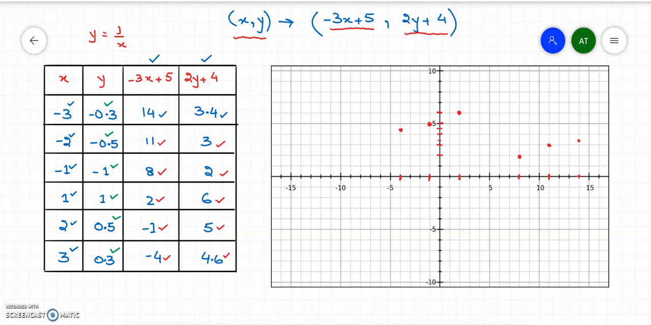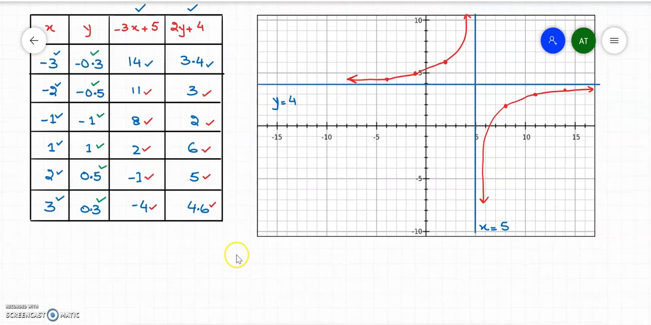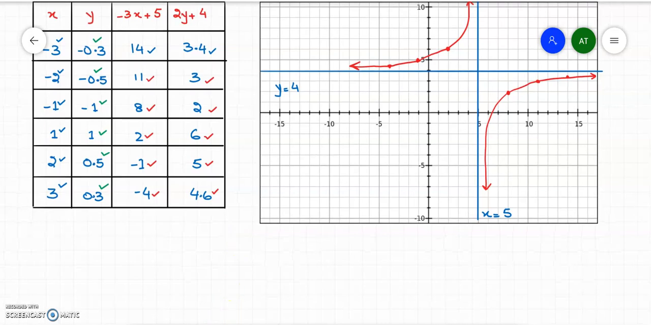Okay, let me connect all the points to get the graph. Okay, so we have done drawing the graph of a reciprocal function, and it has a horizontal asymptote at y equals 4 and a vertical asymptote at x equals 5. To find the domain and range of the reciprocal function, or the rational function, we need the horizontal and the vertical asymptote.